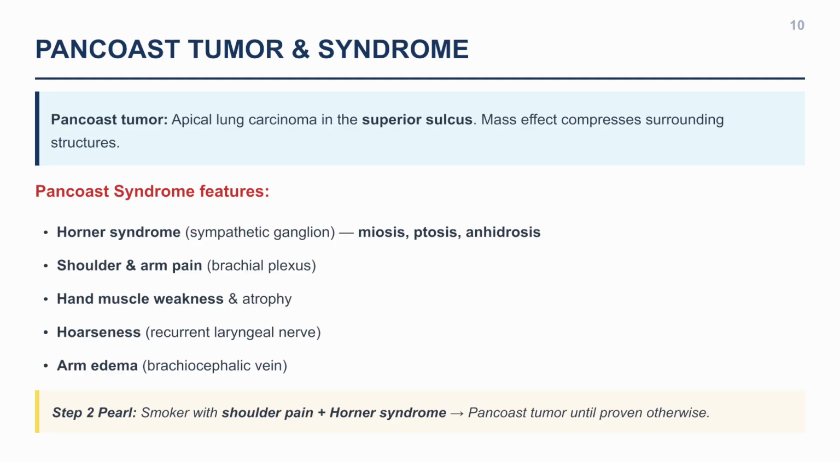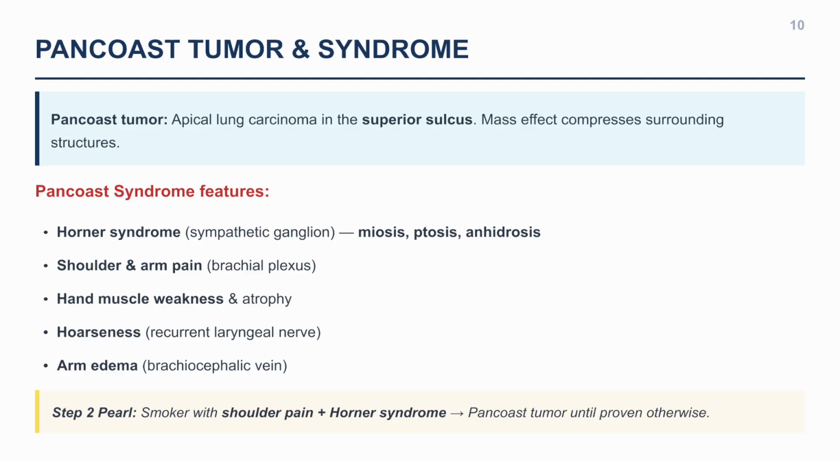Compression of the cervical sympathetic chain, specifically the stellate ganglion, produces Horner syndrome: the triad of ipsilateral miosis, ptosis, and anhidrosis. Compression of the brachial plexus causes shoulder and axillary pain, with motor and sensory deficits in the arm and hand, including hand muscle weakness and atrophy.